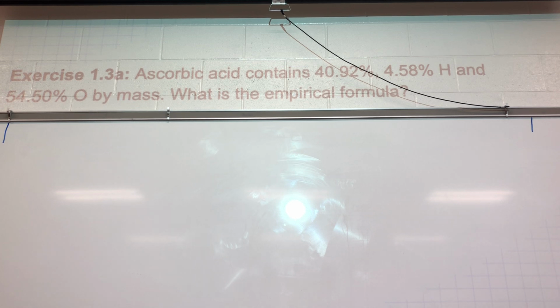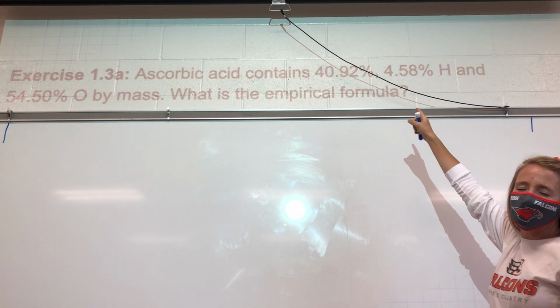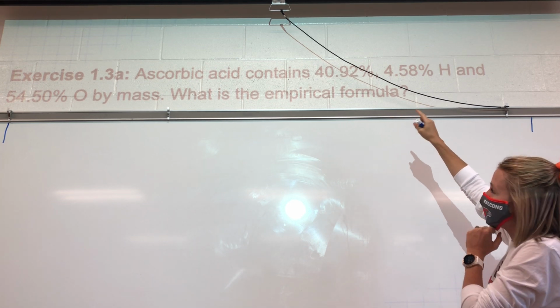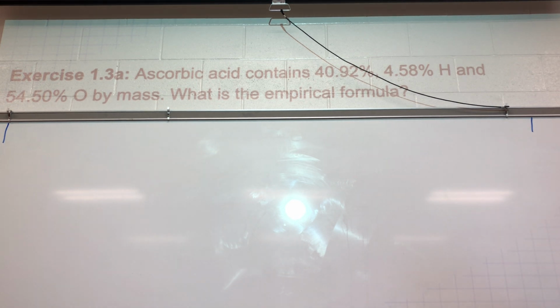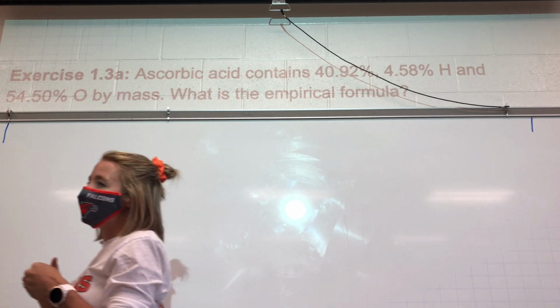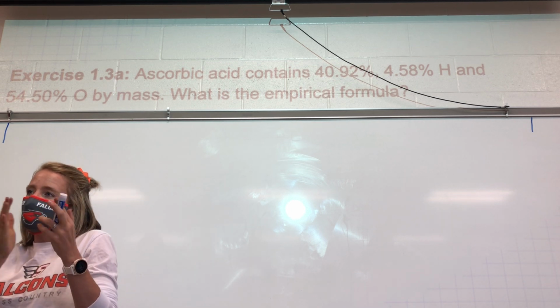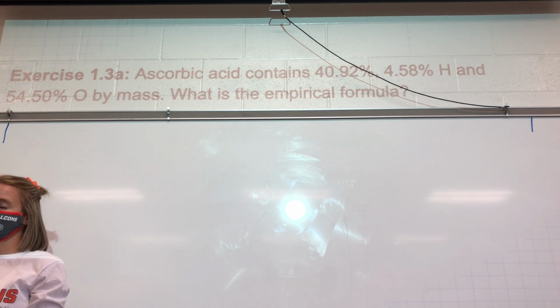Okay, so our problem says here, ascorbic acid contains 40.92% carbon. We lost a carbon on that question. Label that on your notes, everybody. So 40.92% carbon, 4.58% hydrogen, and 54.50% oxygen by mass. So I have this sample. I get this data out that it has this much of each of these. Our goal is to find the empirical formula. So circle our goal, empirical formula.